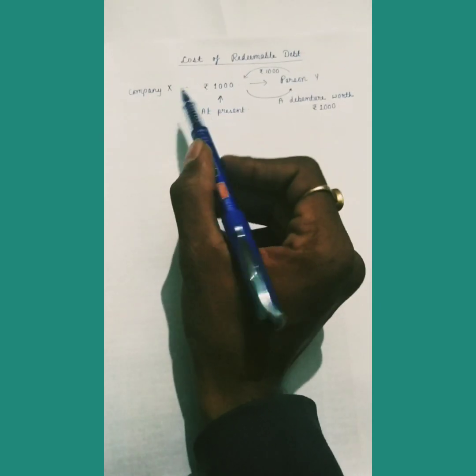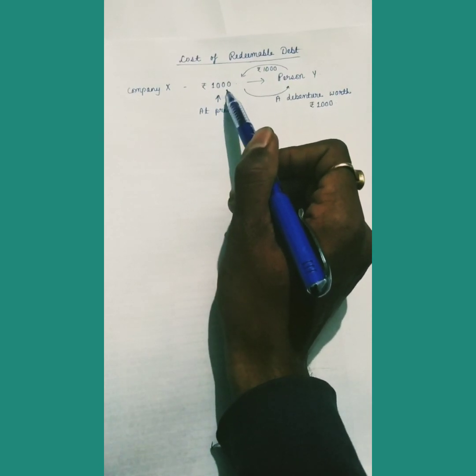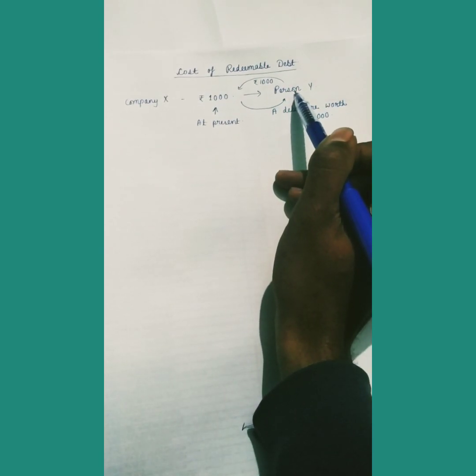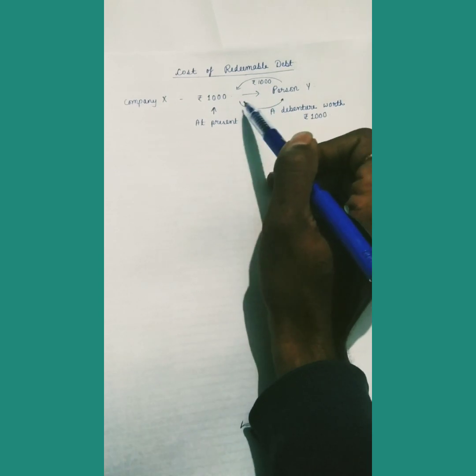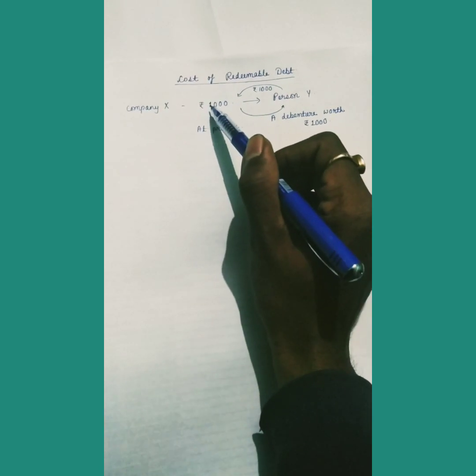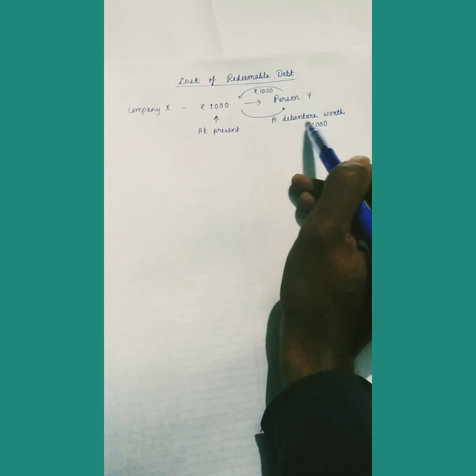Hello everyone. So here we will check the cost of redeemable debt. There is a company X which is issuing a debenture worth rupees 1000 at present, and it is issuing the debenture to person Y at rupees 1000, that is, at the face value of that debenture. So person Y will pay rupees 1000 to company X, and company X will issue a debenture worth rupees 1000 to person Y. Fine.